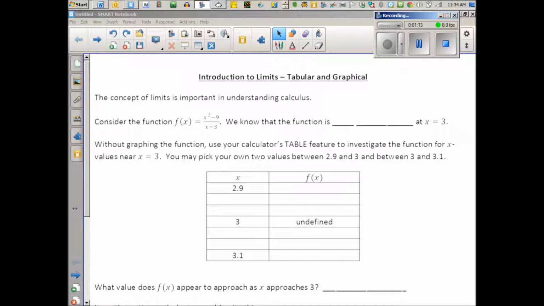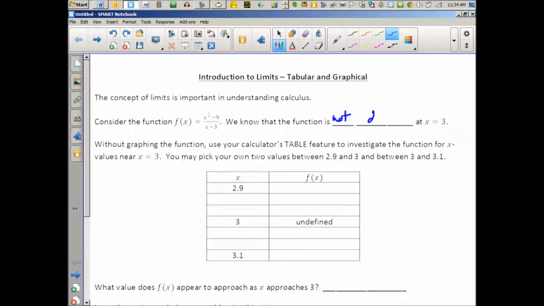Let's fill the blanks here. Not defined. So what exactly does that mean? Typically it just means you don't get anything meaningful when you plug in 3. Okay, so let's try it. This says x squared minus 9 over x minus 3. Sorry, it's a little hard to read. If you try to find f of 3, you get 3 squared minus 9 over 3 minus 3. And that is 0 over 0.